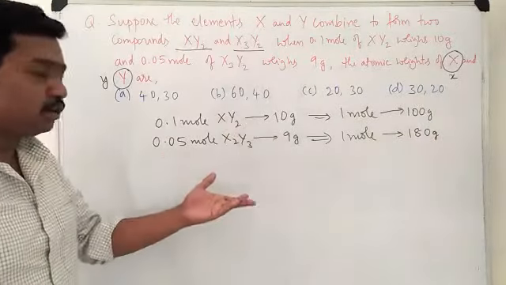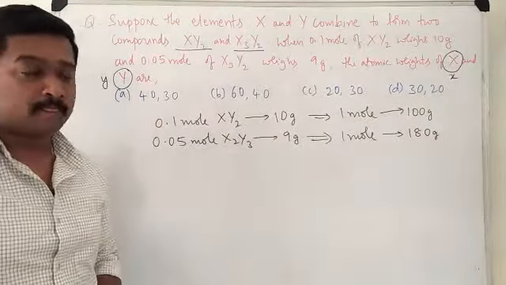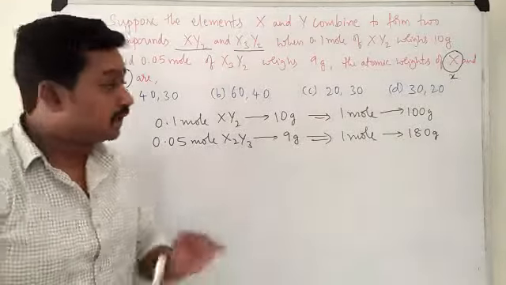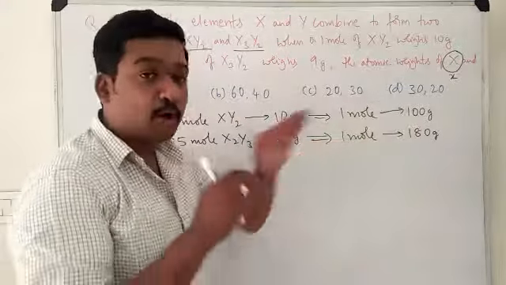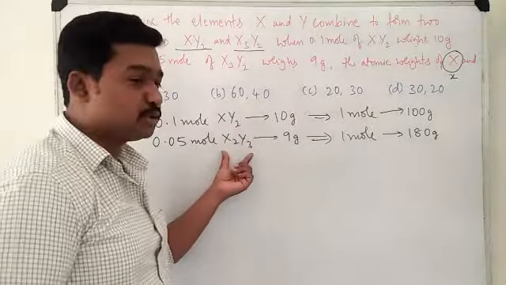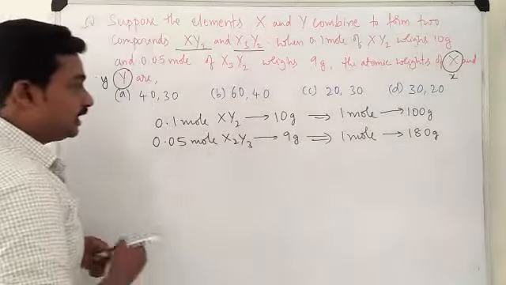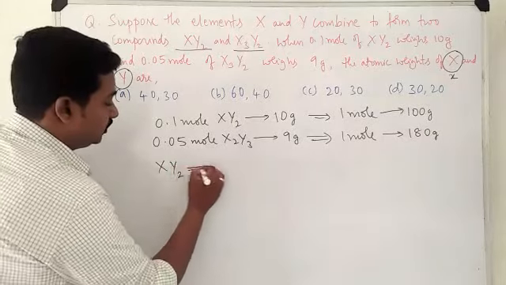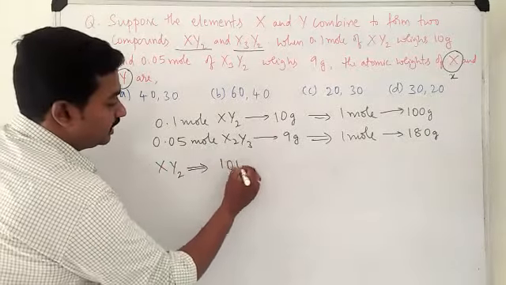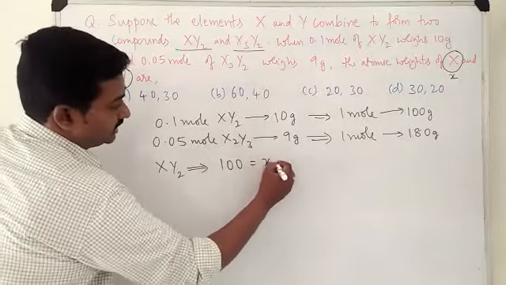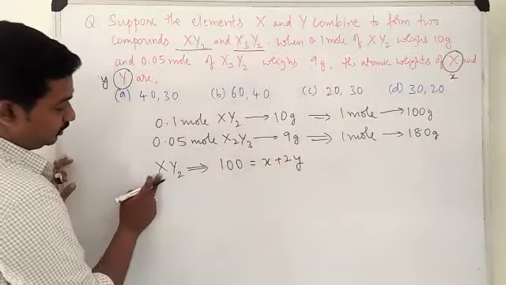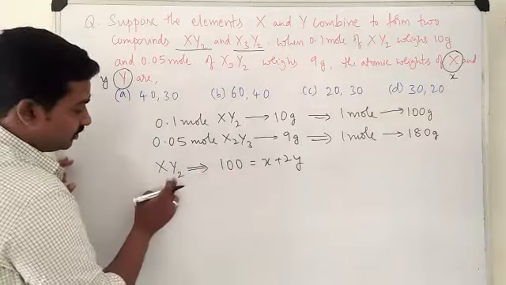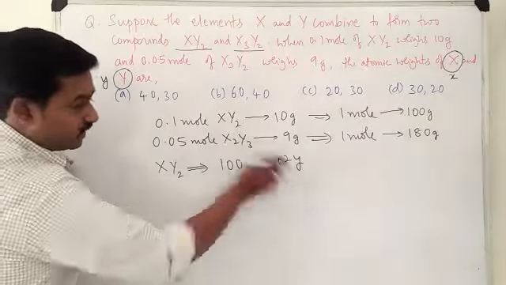Multiply 0.05 into 20, you will get 1. So the mass is 180 gram. Now these two are the molecular masses of XY2 and X2Y3. Let us calculate XY2 first. For XY2, the molecular mass 100 must be equal to X plus 2Y, because the atomic mass of X is X, Y is Y, 2 times is 2Y.